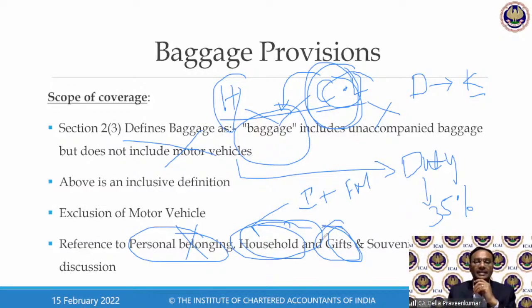I can carry some gifts. When I visit Singapore, I have a few items which I've brought back as a gift to my brother, my sister, my mother, my father. I can carry something called a gift. Again, these household items can be called my baggage. Gifts can also be called my baggage. Next, souvenir. Gifts and souvenirs.